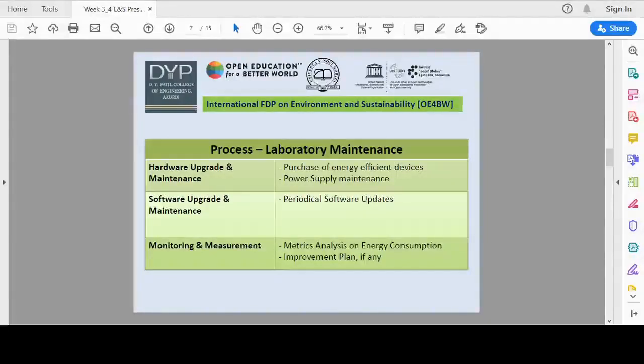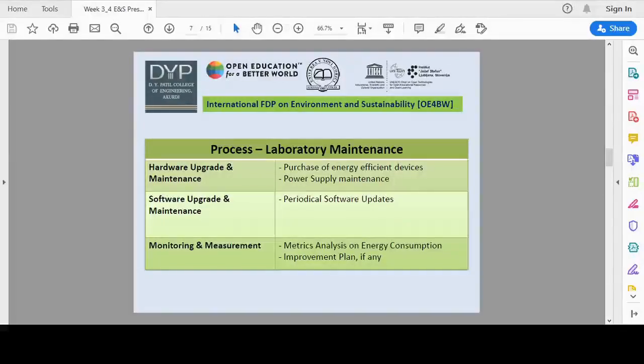Here, the project laboratory maintenance is elaborated. How can an academic laboratory do its processes so that it has minimal impact on the environment? The various activities include hardware upgrade and maintenance. So for the purchase of new equipment, they have to ensure 3-star or 5-star energy efficient devices, and power supply maintenance. Software upgrade and maintenance: periodical software updates, patches, releases have to be applied in all the computer systems.